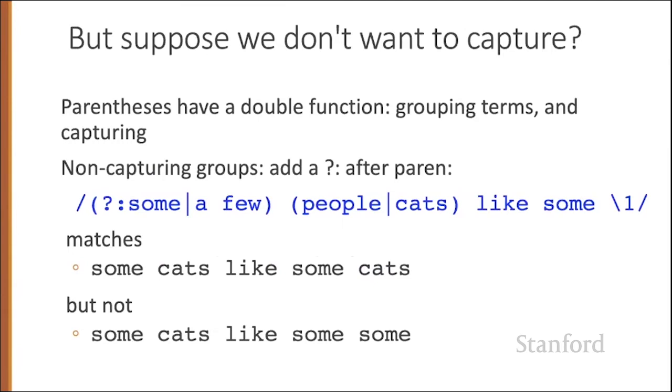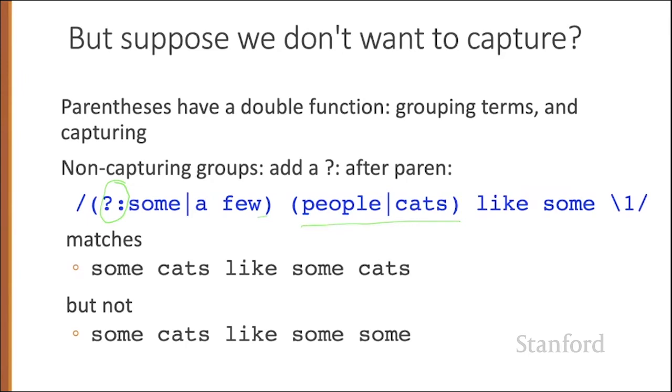But here's a problem. Parentheses are used to specify capture groups, but they're also how we group terms, for example, for disjunctions, like an expression for a string matching people or cats. How do we specify that we're using the parentheses just for grouping and not for capturing? Well, we simply add a question mark colon after the open paren. So this question mark colon here means consider these parens just for grouping, not for capturing. So this regular expression will not capture whatever matches some or a few, but it will capture whatever matches people or cats and put that in the first register, \1.